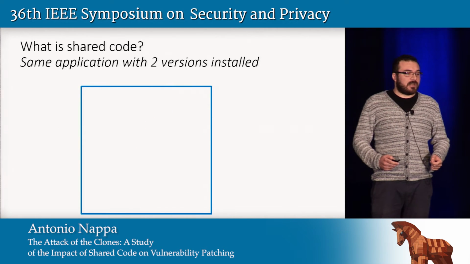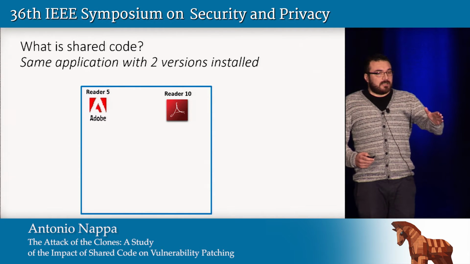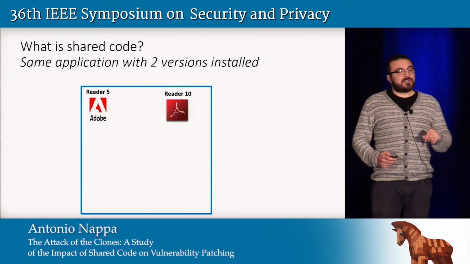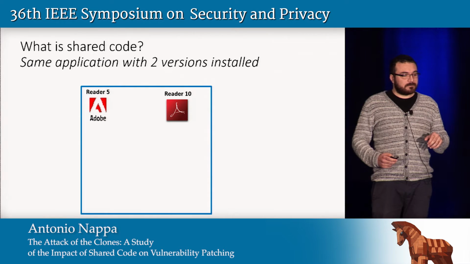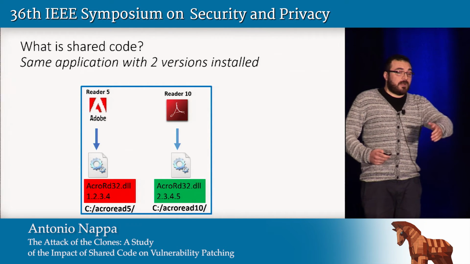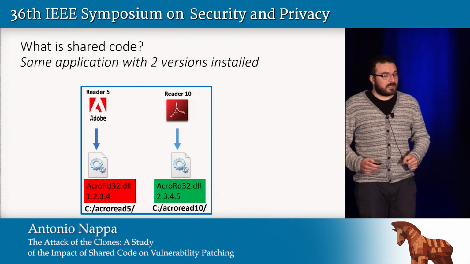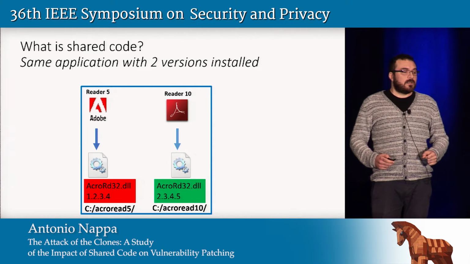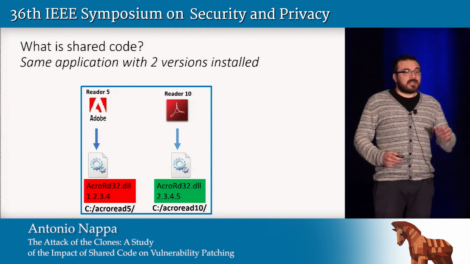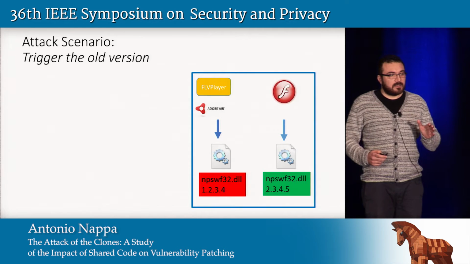There is another scenario of shared code, which is two versions of the same application, for example, Reader 5 and Reader 10. One of the two libraries can be vulnerable, and the other one can be patched. So what an attacker can do in this scenario is try to trigger the old version.